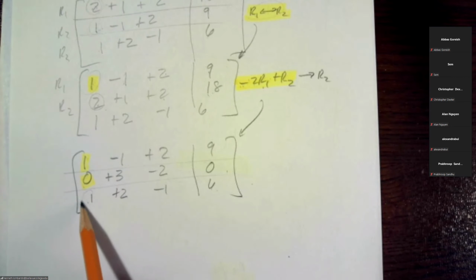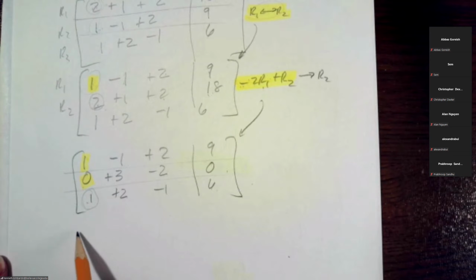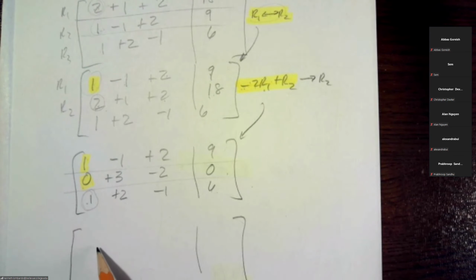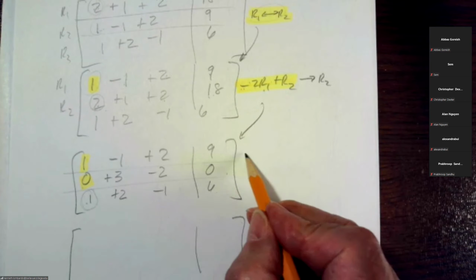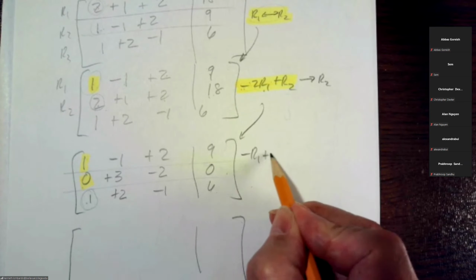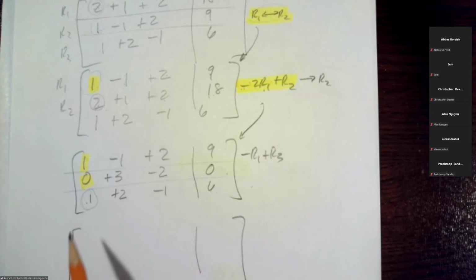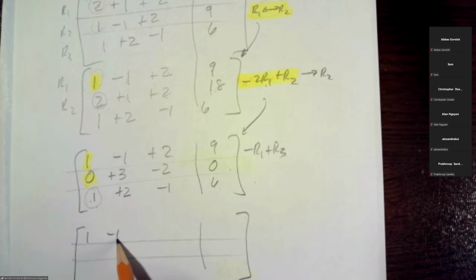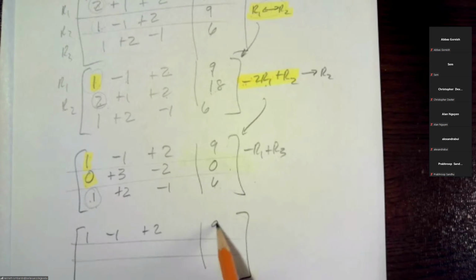Now let's say I want to get a 0 here. That's my next move. So what could I do to get a 0 there? And there'd be different approaches, but I could say negative row 1 plus row 3, for instance. So row 1 and 2 don't change. 1, -1, +2, 9.